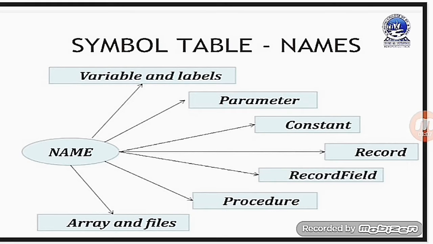Here I have represented the symbol table names. It means in which way the entries are represented in the symbol table. Those are variable and labels, parameter, constant, record, record field, procedure, array and files, etc. Here the symbol table consists of all these elements.